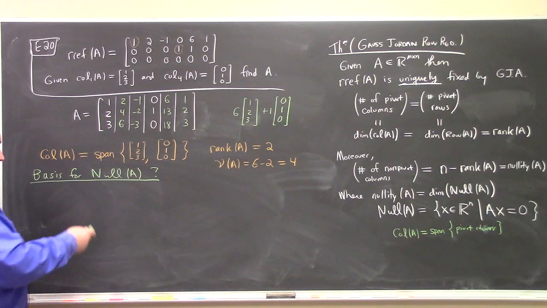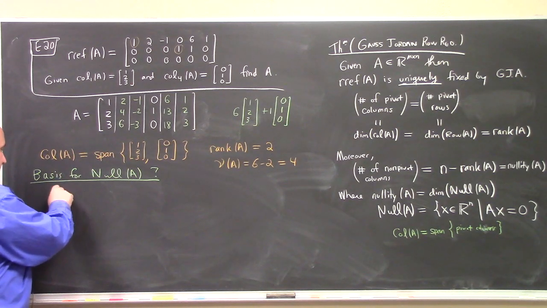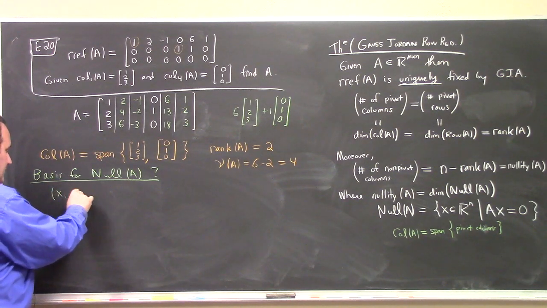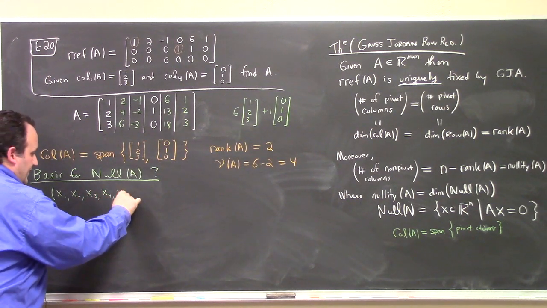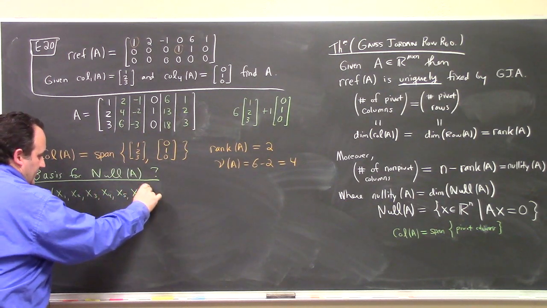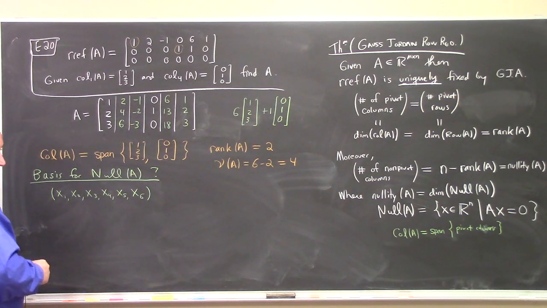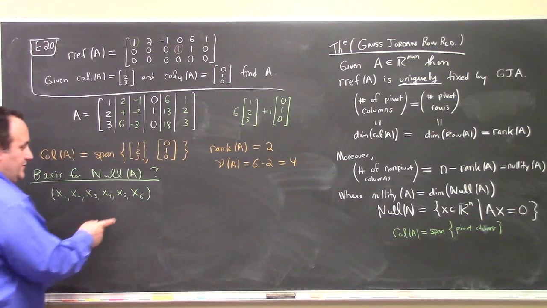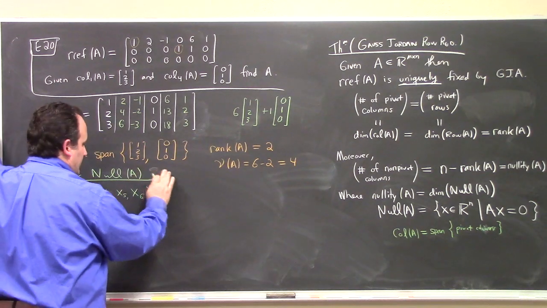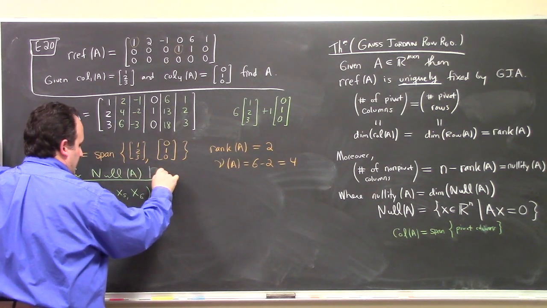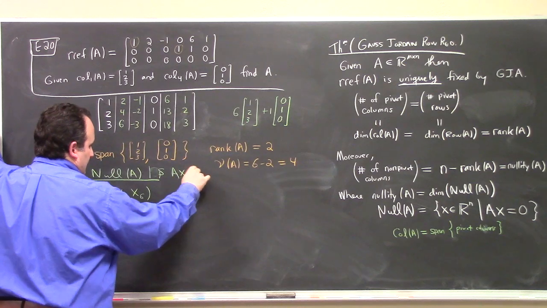So here, I'll show you how to do it. What we do is we just take x1, x2, x3, x4, x5, x6. This is in the null space. Now follow me here. So this is x, and let's suppose Ax equals 0.